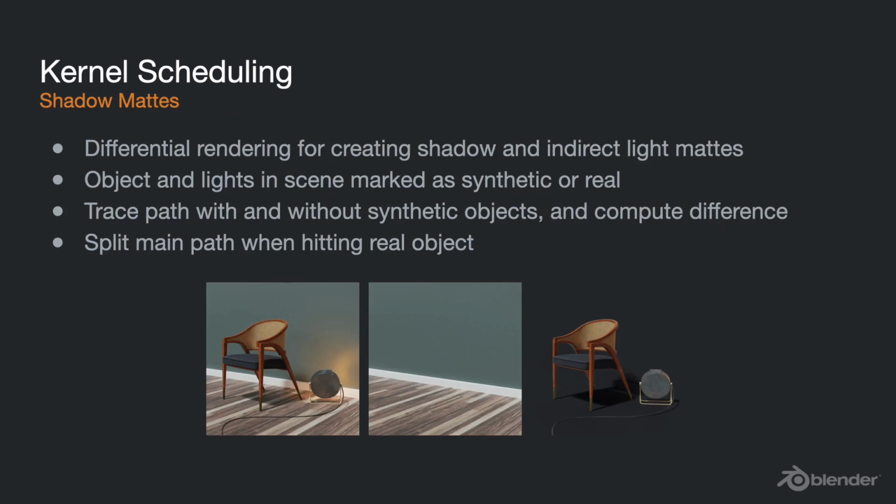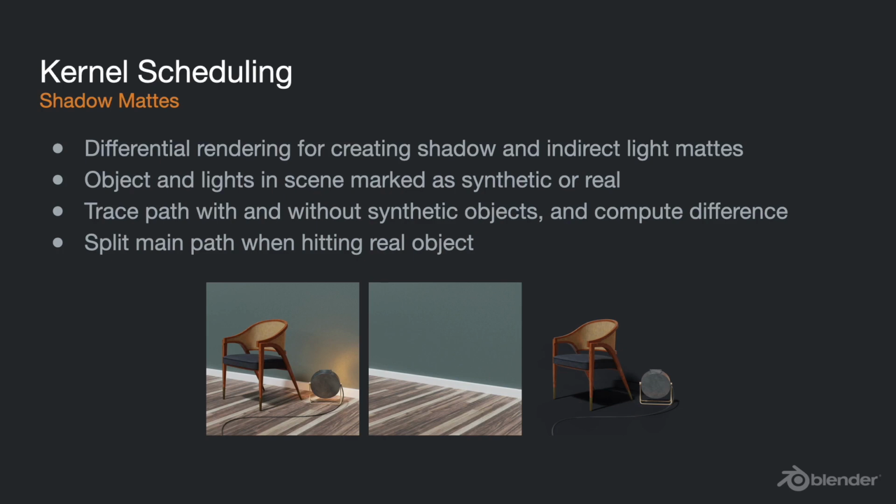Another feature we support is the case where you have some real footage and you want to composite some CG objects into it. For this, we use a classic algorithm called differential rendering, and it's pretty simple. So what we want to be able to do is generate a path that gives us the shadows and indirect light that can be composited over the footage so that the CG objects integrate well into it.